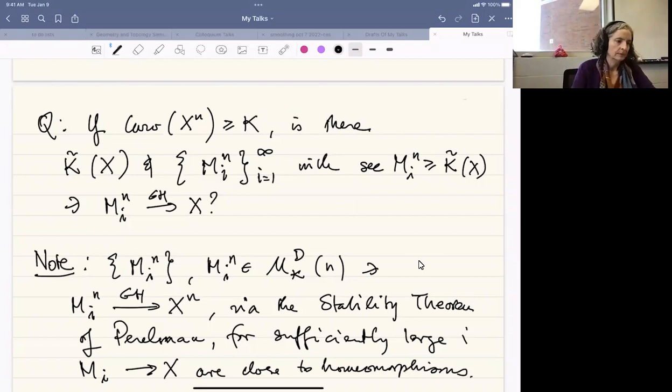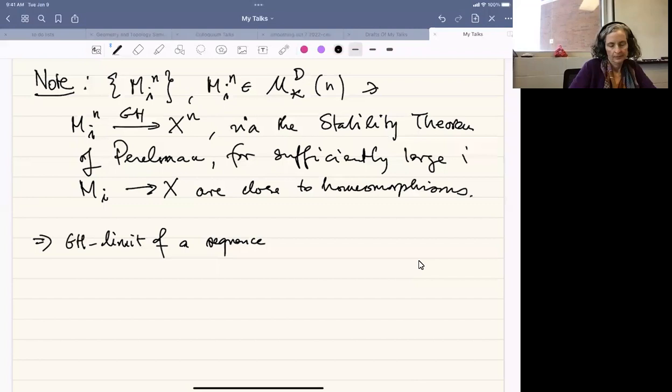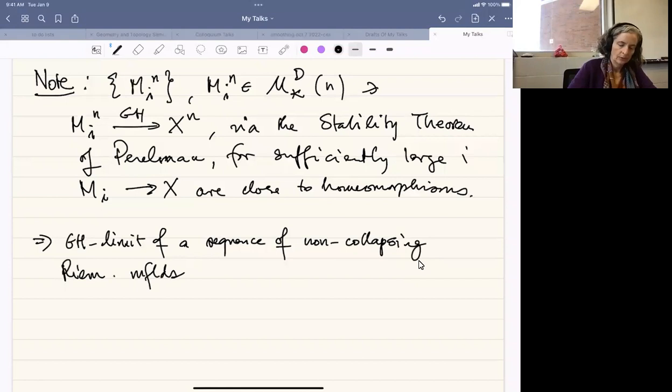Okay, so what does that tell me? That tells me that the Gromov-Hausdorff limit of a sequence of non-collapsing Riemannian manifolds with a uniform lower curvature bound must be a topological manifold.